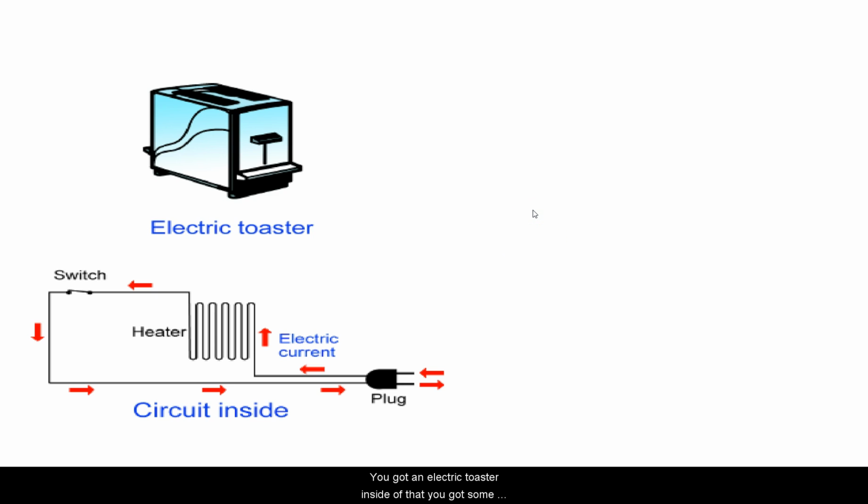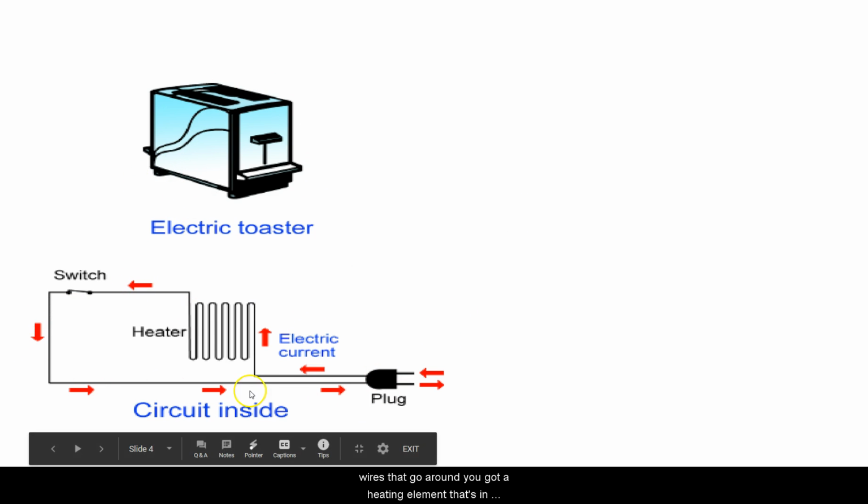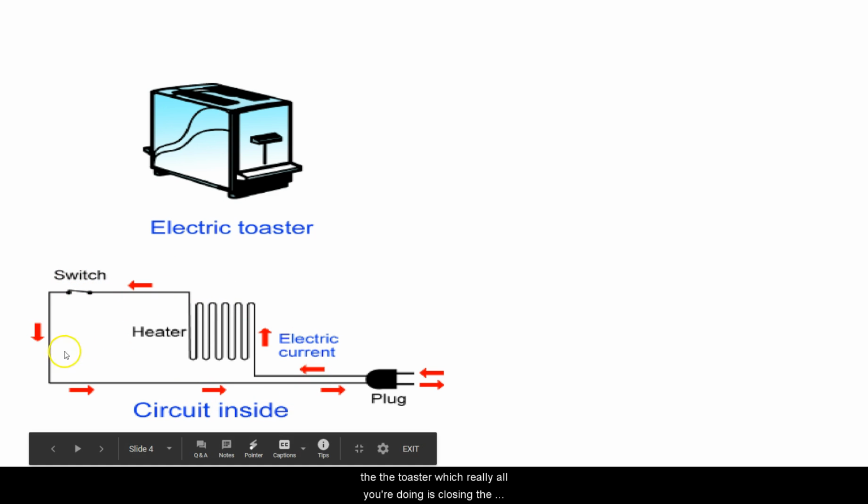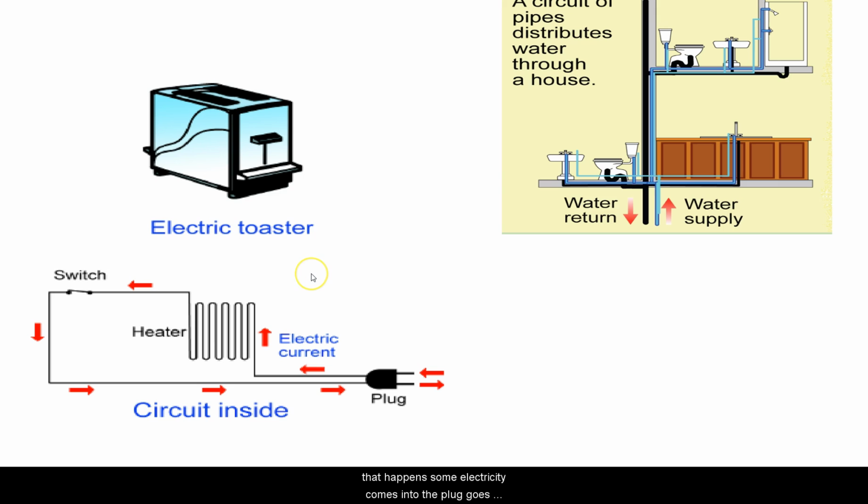So here's an example of a pretty straightforward electric circuit that many of you probably have at home. You've got an electric toaster. Inside of that, you've got some wires that go around. You've got a heating element that's in there. You've probably seen it if you look in there. It glows red. The switch is this little guy that you push down that activates the toaster, which really all you're doing is closing the switch, and then you allow the electrons to flow when that happens. Some electricity comes in through the plug, goes back out through the other side of the plug.